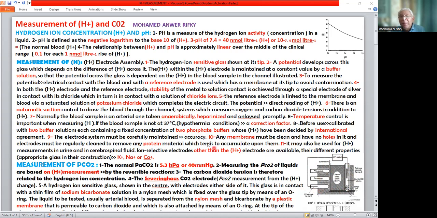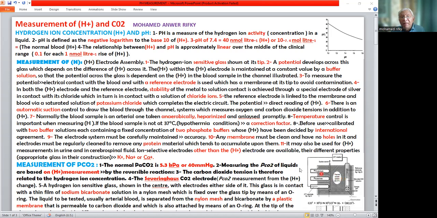Of course, the blood sample is taken from the human being anaerobically and heparinized for analysis. The temperature must be kept constant at the human normal temperature, and if the sample comes from a hypothermic patient, we must make a correction. Calibration, of course, is done before use by 2 buffer solutions. Each buffer contains a fixed concentration of phosphate buffers. This is by international agreement.